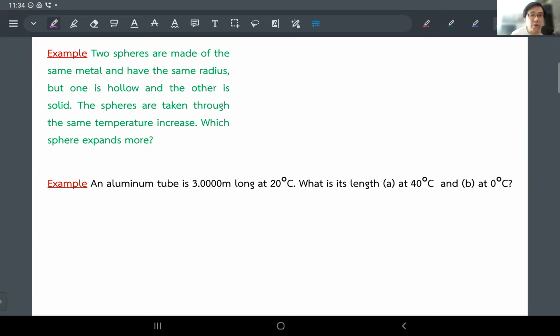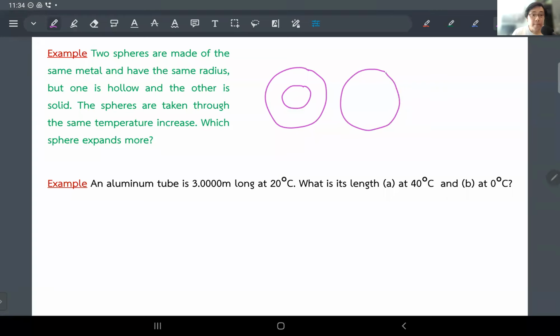Okay, so let's look at some examples. Two spheres are made of the same metal and have the same radius, but one is hollow and the other is solid. Guys, what do you think? So there's a hollow one and there's a solid one.